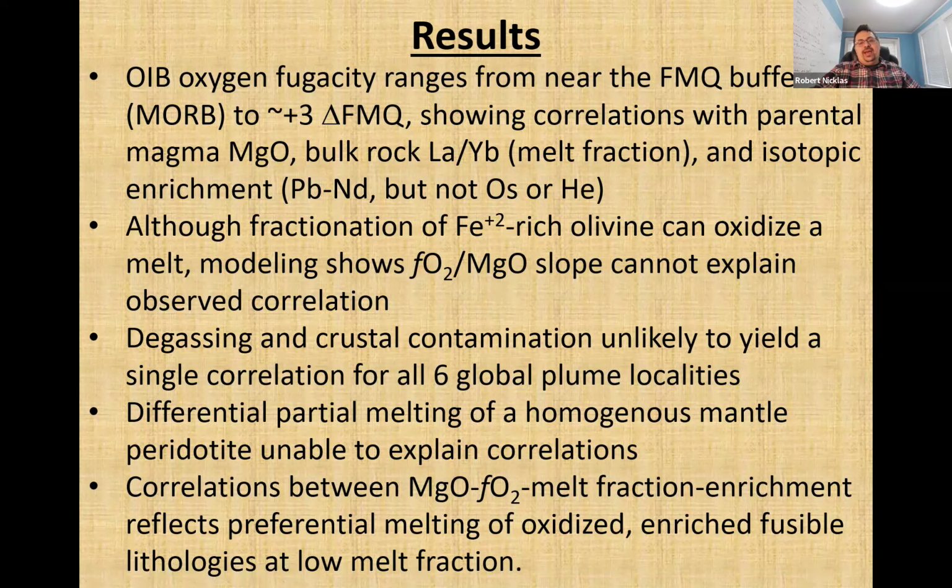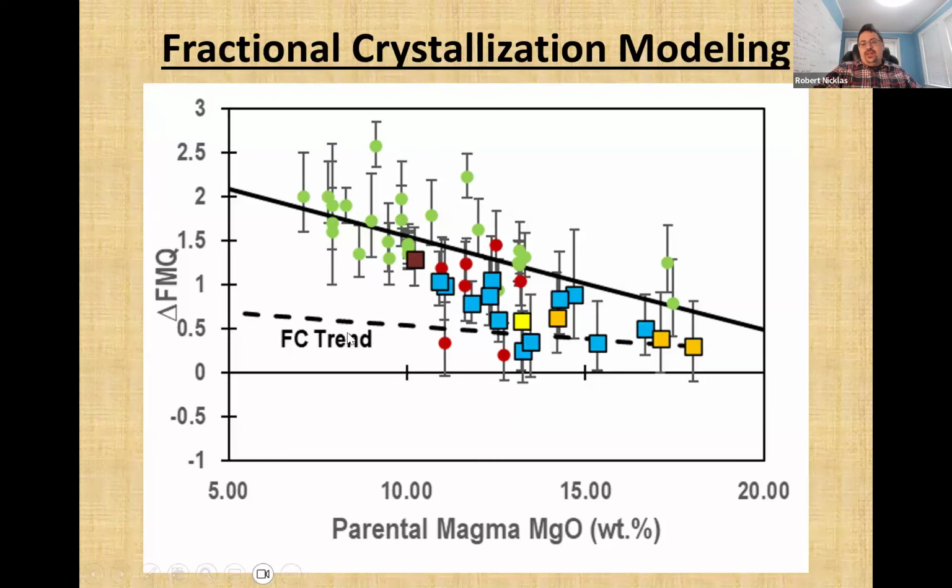So one thing that we tested is we know that fractional crystallization of iron +2 rich minerals, i.e. olivine, can oxidize a melt. Olivine is an iron +2 rich mineral. It has no iron +3 in it. So we did some modeling, and this is what we found: if we crystallize lots and lots of olivine, this is the slope we get in FMQ versus MgO space. And this slope doesn't explain our data trend. It's too shallow. So fractional crystallization does oxidize a lava, but the effect is relatively small and can't explain our most oxidized samples.